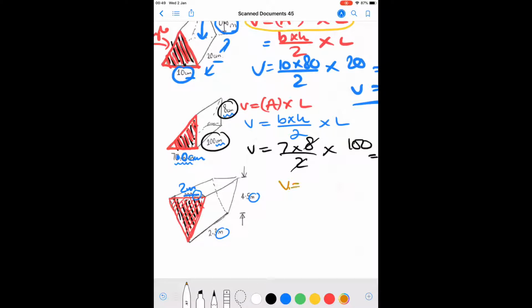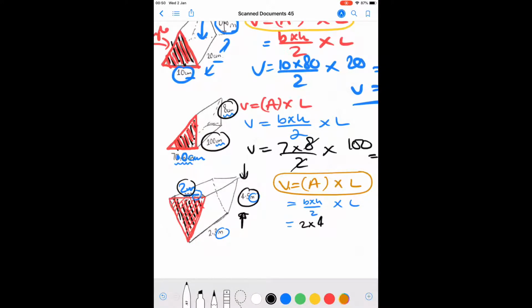So your volume is equal to the area of the cross section times by the length. Okay. So the area of the shape is a triangle. So the base times by the height divided by 2 times by the length. So what is the base? The base of the triangle is 2. The height of the triangle is here, 4.5. Divided by 2 times by the length, which is here. Now these two will cancel, so you're left with 4.5 times by 2.3.